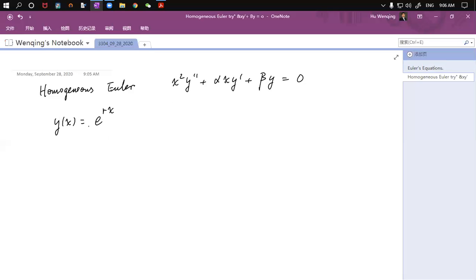Why? Because if you take derivatives, you're going to see y prime of x is equal to r times e to the power of rx, and y double prime of x is r squared e to the power of rx. But then you're going to have polynomial powers of x, so that x squared is multiplied here.